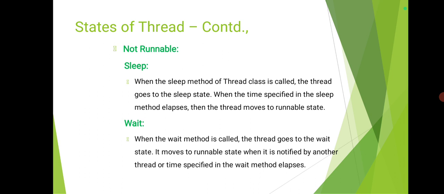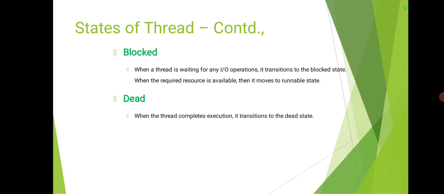If I am printing a first page, after the first page, the second page will get executed. So the second page should wait for the first page's execution. Next, blocked and dead. Blocked state: when a thread is waiting for any input output operations, it transitions to blocked state. When the required resource is available, it is moved to the runnable state.